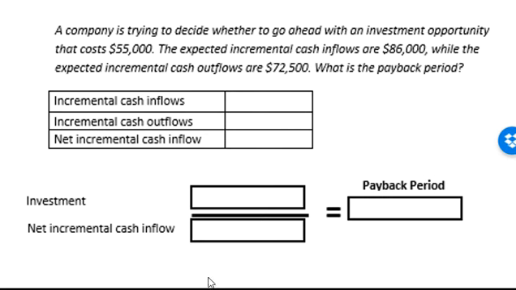And again, this is a problem where it's asking us about what is a payback period. Remember, payback period utilizes cash flow. Okay, a company's trying to decide whether to go ahead with an investment opportunity that's going to cost $55,000. We expect our cash inflows over the life of that investment to be $86,000, while the expected outflows are going to be $72,500. And I'm sorry, that's not annual basis.